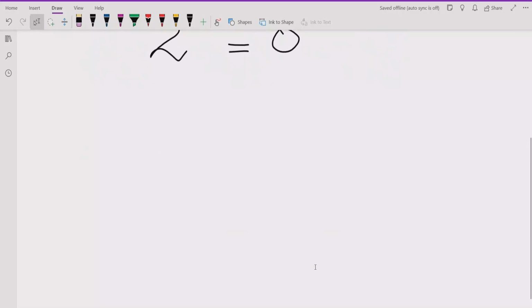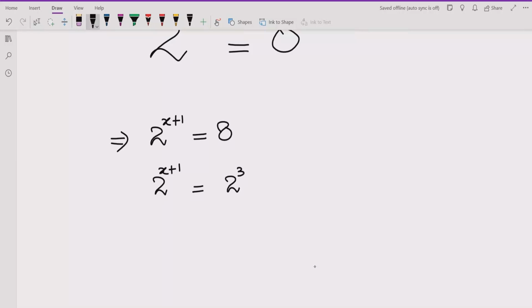First, we have to solve it like this: 2 raised to power x plus 1 equals 8. First we will make the bases the same on both sides. Here we have 2, so we write 8 as 2 raised to power 3. So we get 2 raised to power 3 equals 8.